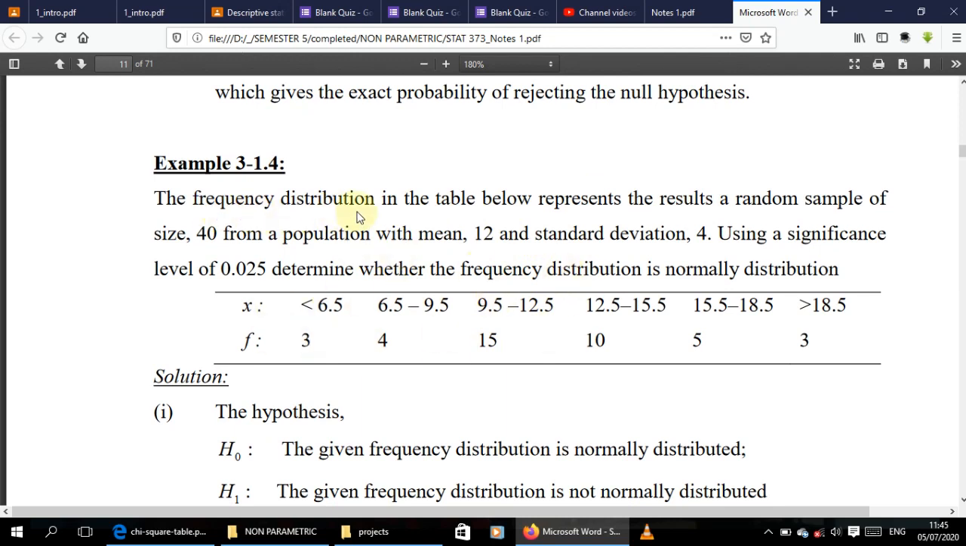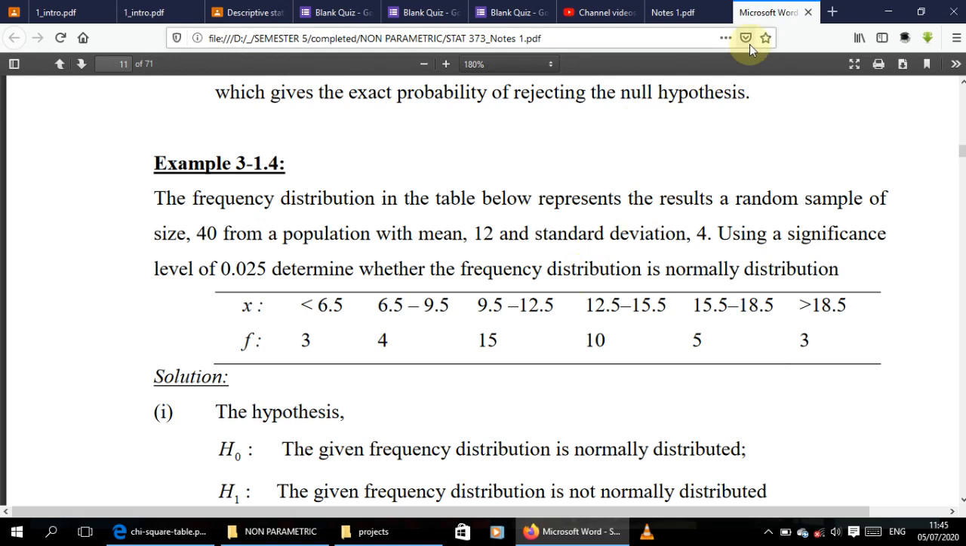So the frequency distribution in the table below represents the results of a random sample of size 40 from a population with mean 12 and standard deviation 4, using a significance level of 0.025. Determine whether the frequency distribution is normally distributed.